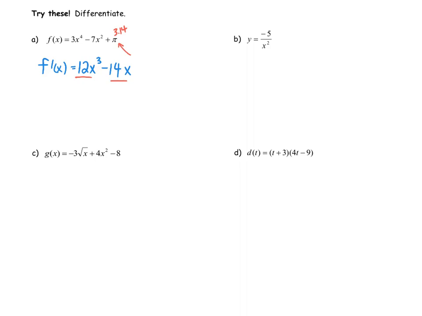Now, for B, it's very important that you understand that the power rule applies to terms that are written like x to the n. So we can't have it written as negative 5 over x squared. We need to write it as a power. So to write this as a power, I'm going to rewrite it with a negative exponent. Okay, and now you're going to treat it exactly like you did before.